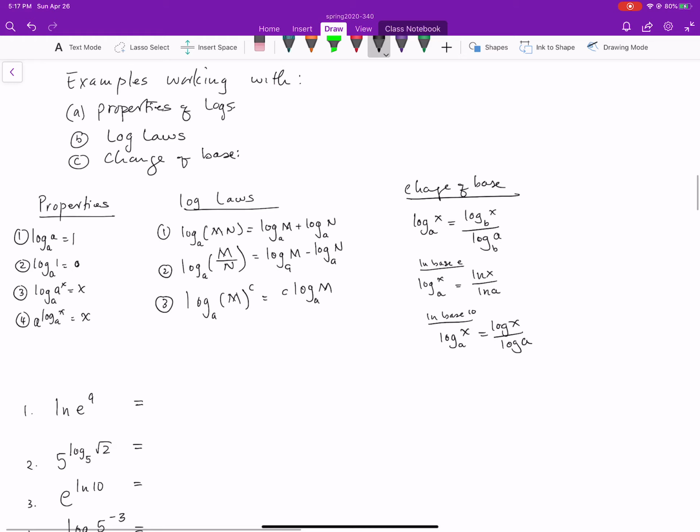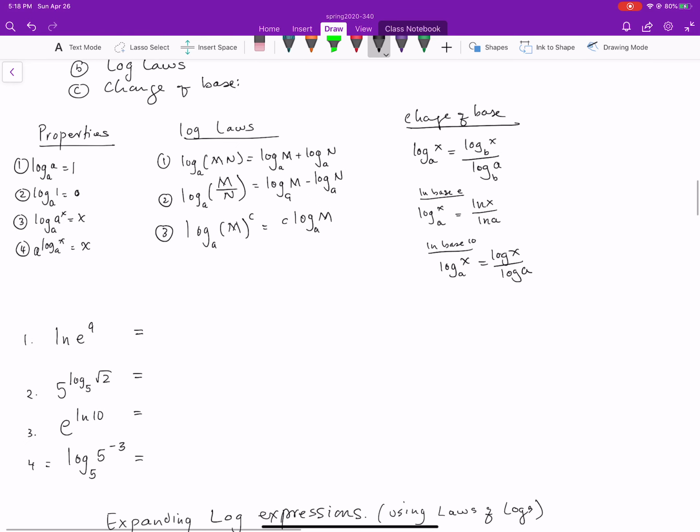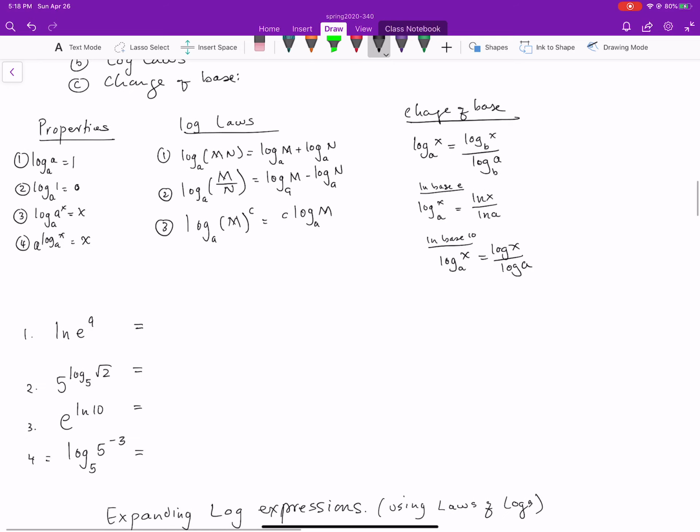I have listed the properties above, so get used to them, memorize them, and know how to use them. Since you're studying this at home, you can always reference your notes to see what these properties, laws, and change of base are. But I have them right here, and we'll reference them if we need to. Let's look at the very first one. The first one is more or less properties, so let's look at what the answers are going to look like.